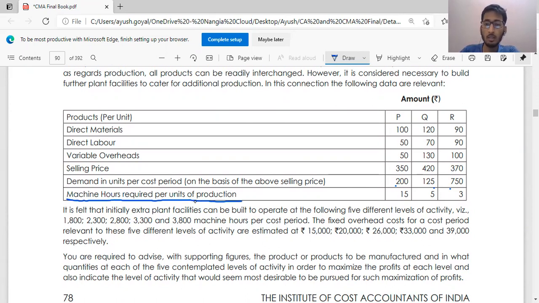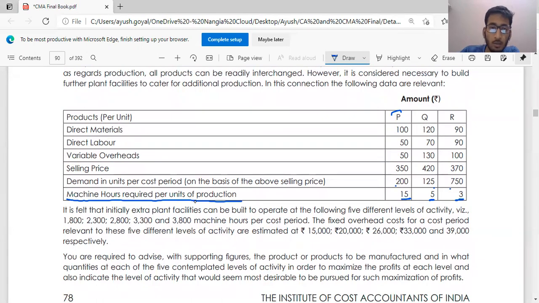By reading this line, it seems that machine hours in this question are a limitation. Let's see. So machine hours required per unit of production. So basically, for 1 unit of P, you require 15 machine hours. For Q, you require 5, and for R, you require 3 machine hours. Okay. So it is felt that initially extra plant facilities can be built to operate at the following 5 different levels of activity, like 1800, 2300, 2800, 3300, and 3800 machine hours per cost period.